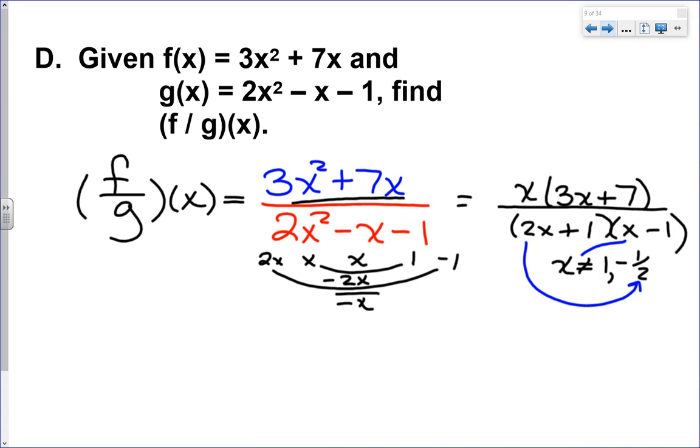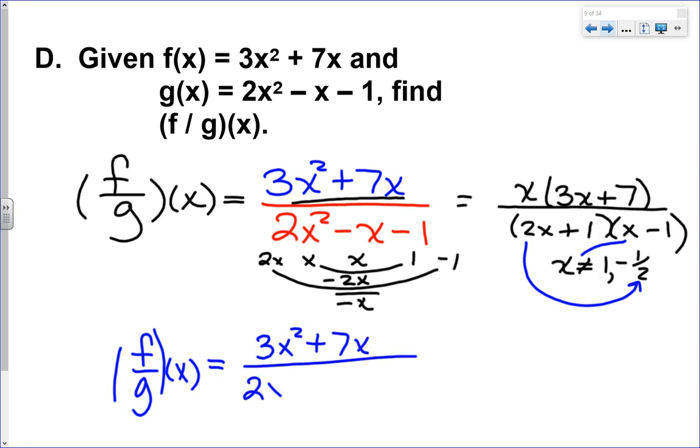So I can finish it out and I can say, all right, f divided by g of x will always equal 3x squared plus 7x all over 2x squared minus x minus 1, as long as x does not equal -1/2 or 1. So x just isn't going to equal whatever turns that denominator into 0, because that is where we would have our issues.